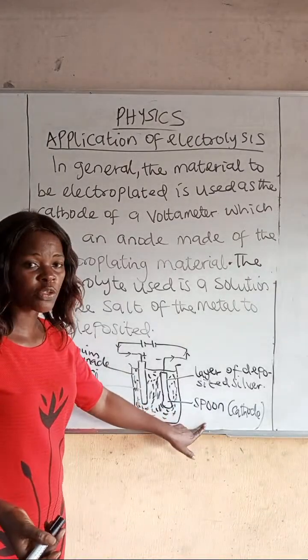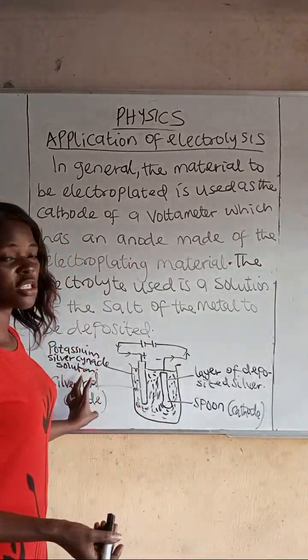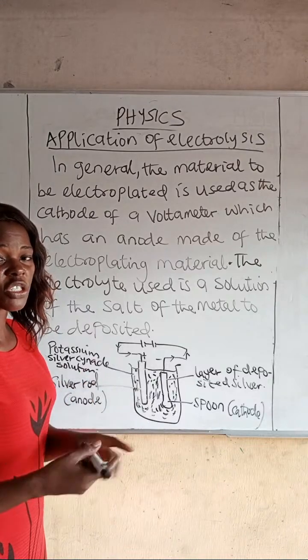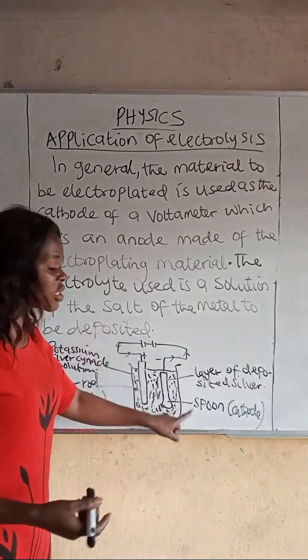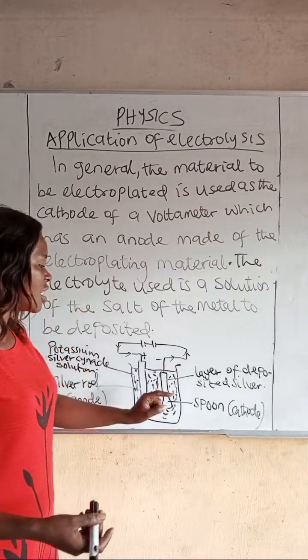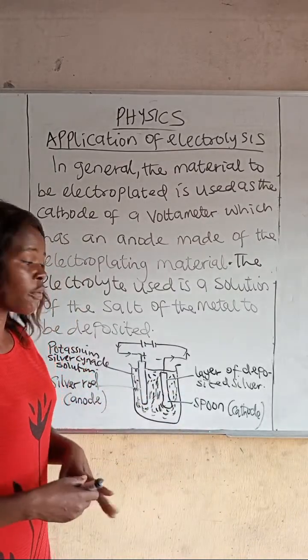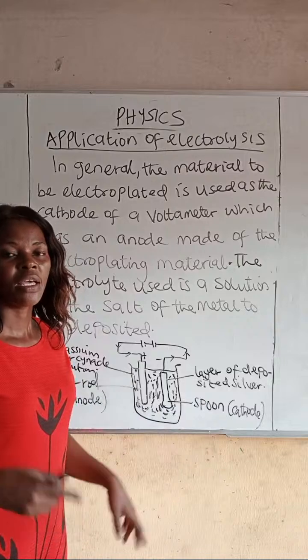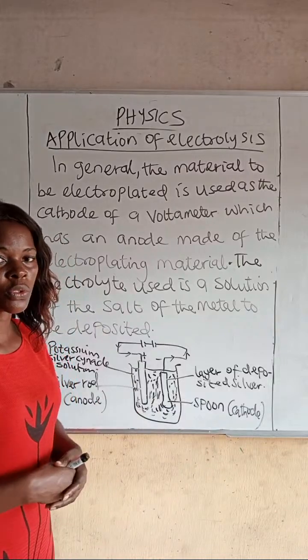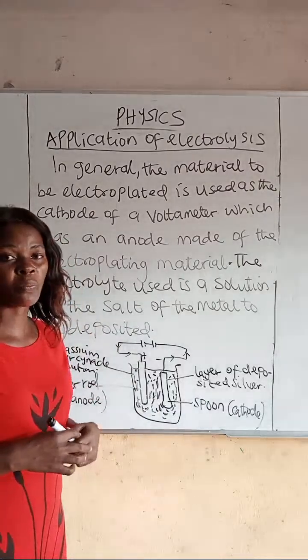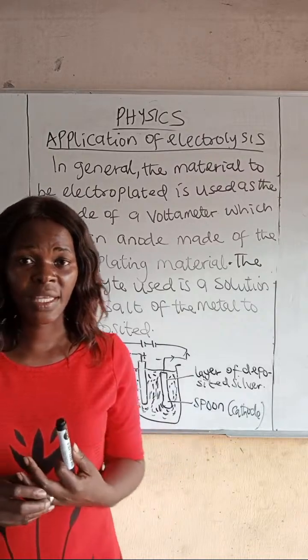Once it is made a cathode, the ions from the anode solution, during dissociation, now go and coat the cathode and change it to the particular color that you want it to be. If you want it to be silver, it will be silver. If you want it to be gold, it will be gold. So that is the process of electroplating. I don't know if you understand what I explained.